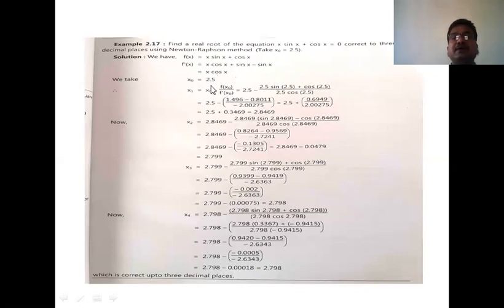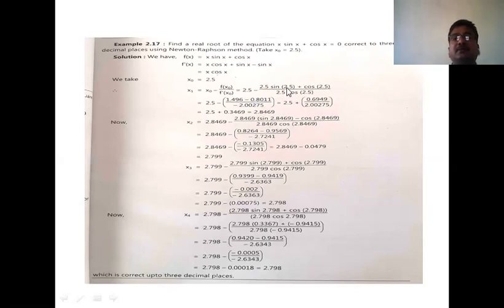If it is not given, then find two successive integers for which f of x is negative and f of x is positive. Therefore, x1 is equal to x naught minus f of x naught divided by f dash x naught, using the general formula of the Newton-Raphson method. Substitute x is equal to x naught, that is 2.5: sin 2.5 plus cos 2.5. Similarly, f dash x naught is x into cos x, so substitute x is equal to 2.5. Then find the value of sin 2.5 using the calculator.